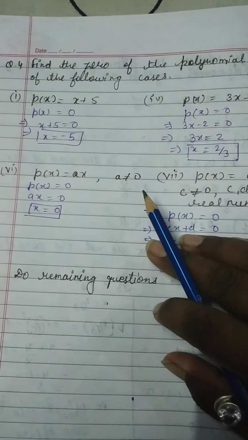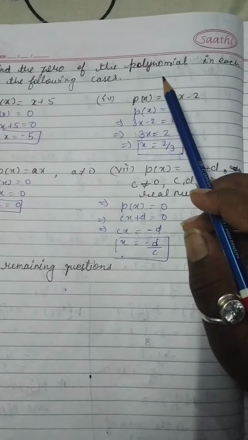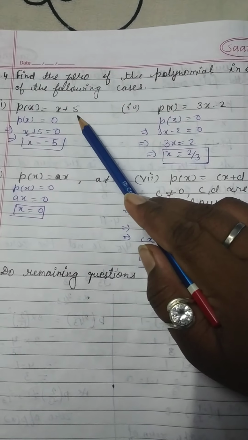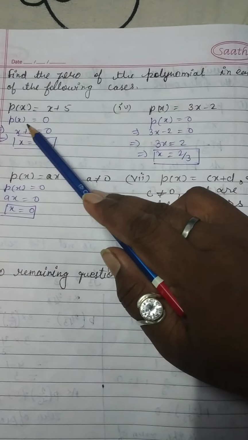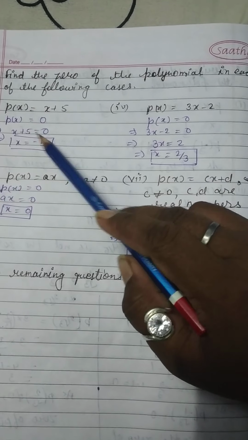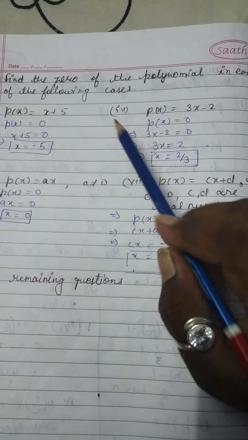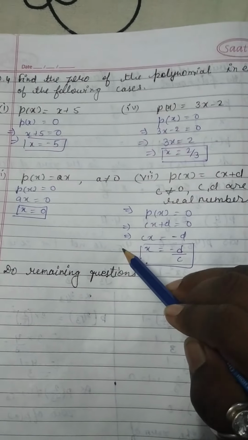Now next question. Find the zeros of the polynomial in each of the following cases. p(x) is equal to x plus 5. Okay, so p(x) equal to 0, x plus 5 is equal to 0, we will transpose, x is equal to minus 5. And similarly solve these questions.